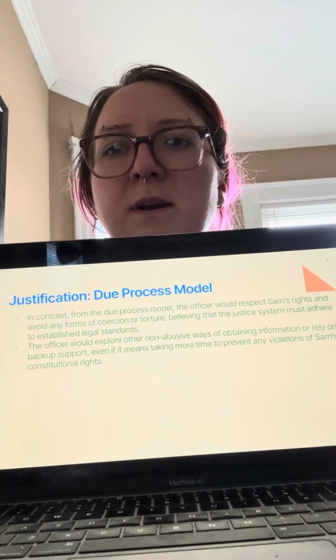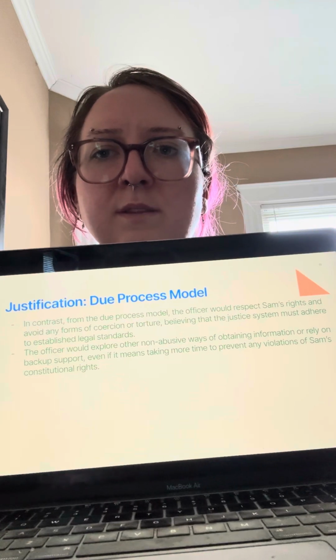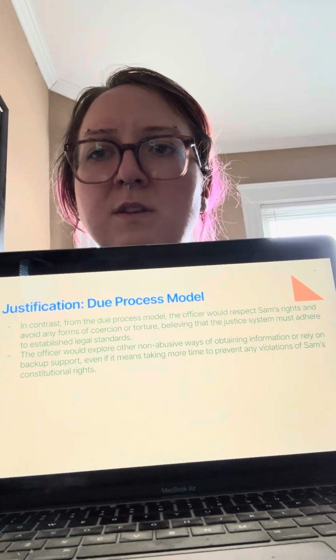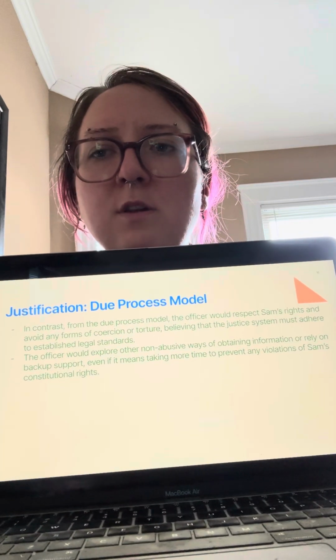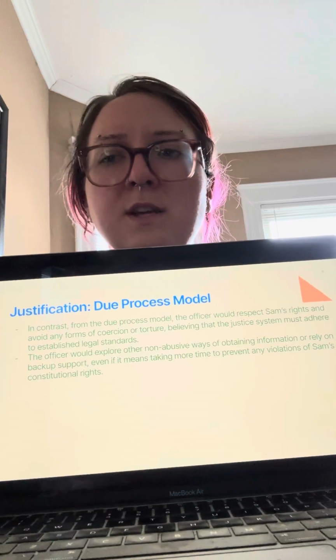From a due process perspective, even in emergencies, the officer must respect Sam's rights. Torture or threats would be unacceptable, and any evidence gained through these means could be thrown out. This model encourages the officer to find other legal strategies, like calling in backup, using psychological techniques, or getting a warrant.